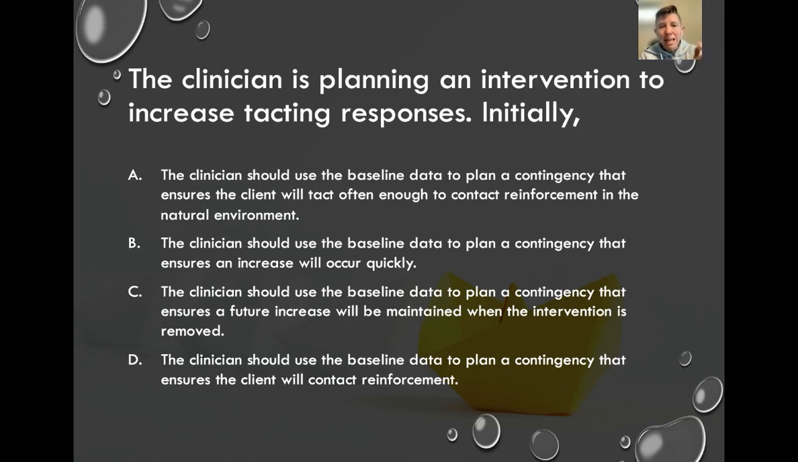So if this had said the clinician should use the baseline data to plan a contingency that will ensure the person contacts reinforcement, that would have been the right answer. But because that's not present, we choose the most right or least bad answer, which is we should use the baseline data to plan a contingency that ensures the client will contact reinforcement. So that's the version of this. And then A and C become secondarily still true, but because of the word initially, we're going to choose D as the correct answer.